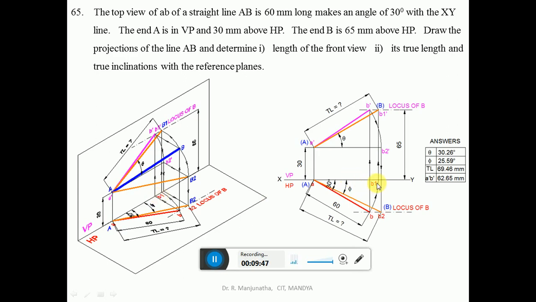Since that line is parallel to VP, we are finding the true length in VP. From here you draw a vertical projector such that it cuts the locus of B in the front view, which is b1 dash. Then join a dash b1 dash a little bit thicker than the projector line and measure the inclination with respect to HP, which is going to be theta. Since this line is parallel to VP, you are getting the true length. So you get capital A and capital B here. So that is what we are able to find here. This is the one we have been talking about.